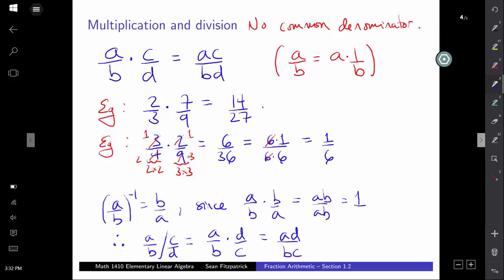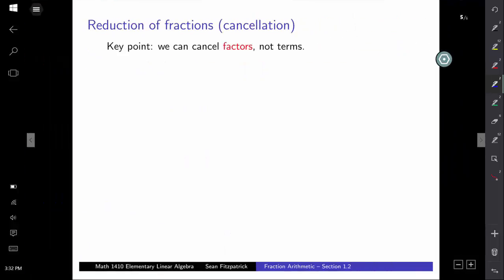Okay. Continuing along, we want to make a few more remarks on this issue of reduction, cancellation, coming from this idea of equivalent fractions. What you want to keep in mind here is you have to be very careful. There's a tendency to want to cancel things that you're not allowed to cancel, right?